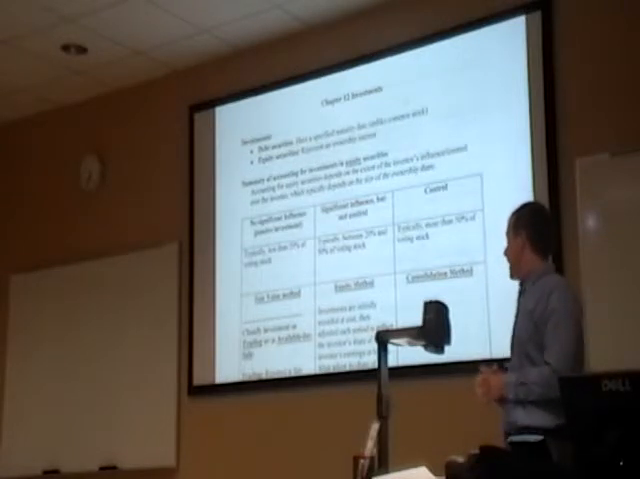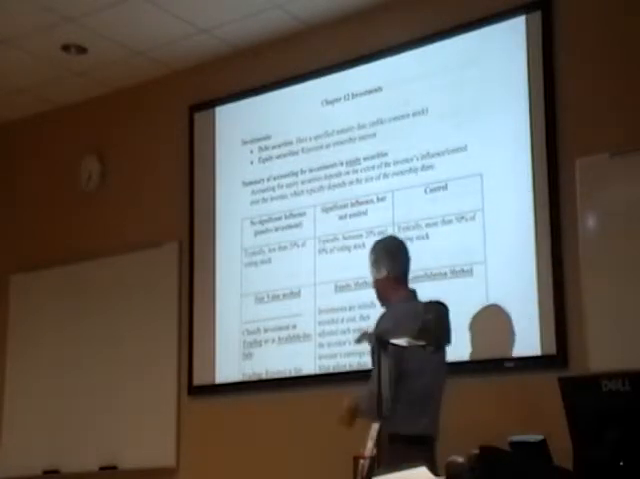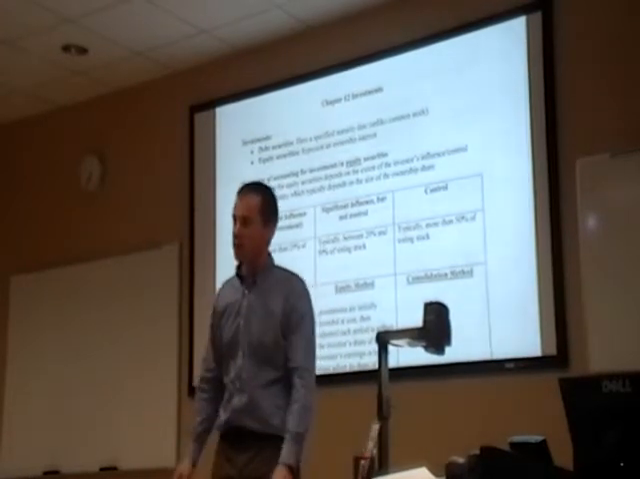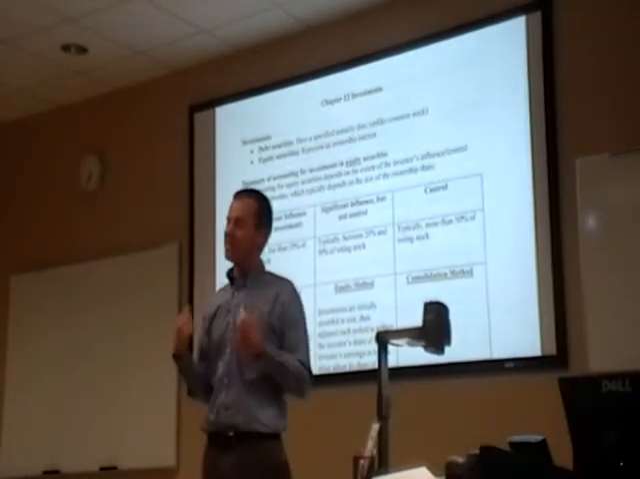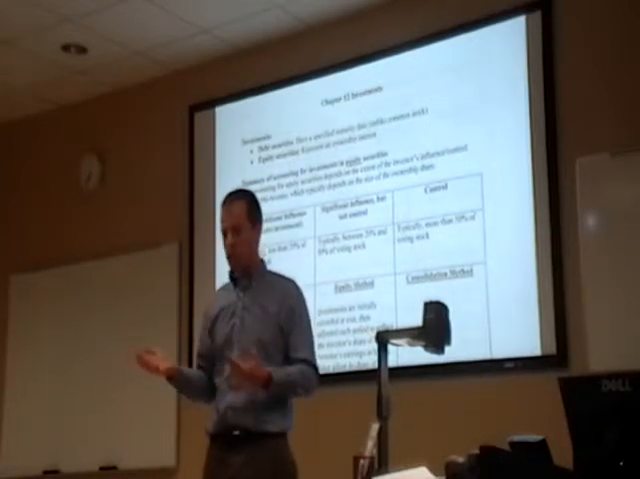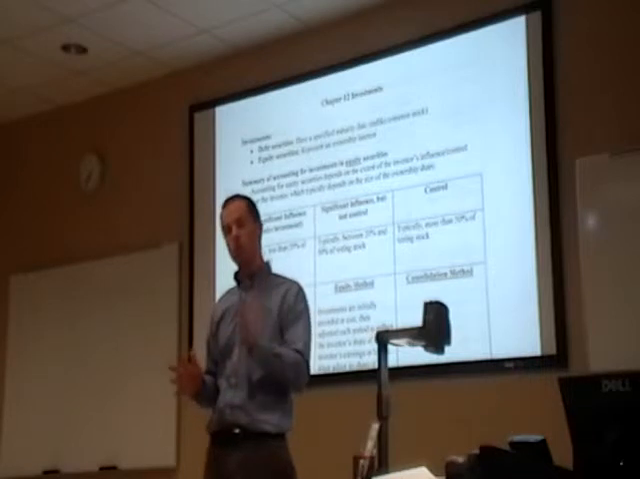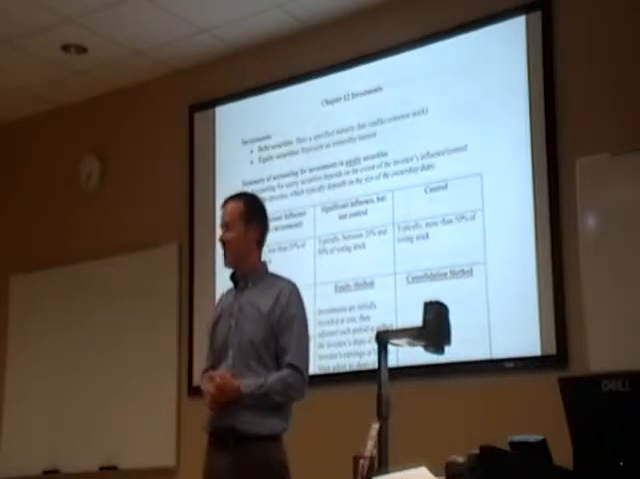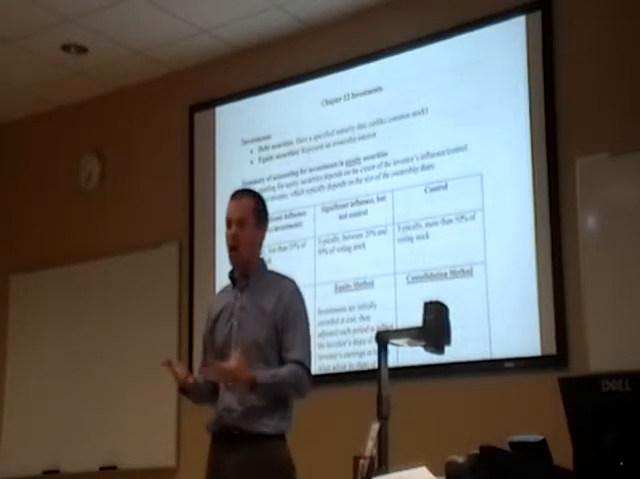All right, so the next category is, let's say we don't have control, in other words, we don't have more than 50% of the voting shares. Let's say that we have what we call significant influence, but not control. And so the rule of thumb here is somewhere between 20% and 50% of the shares of stock. We would say that we have significant influence, but not control.